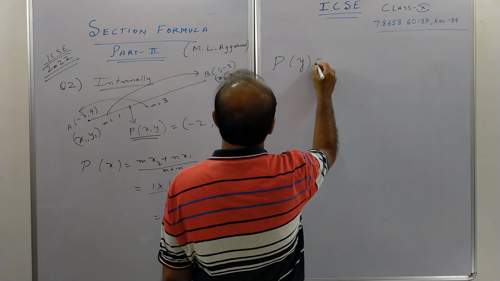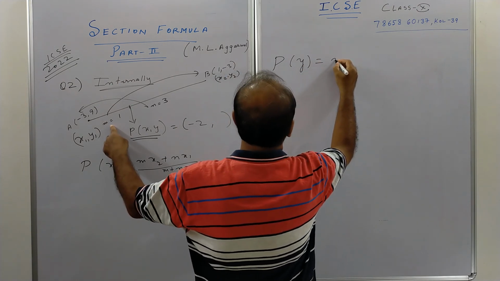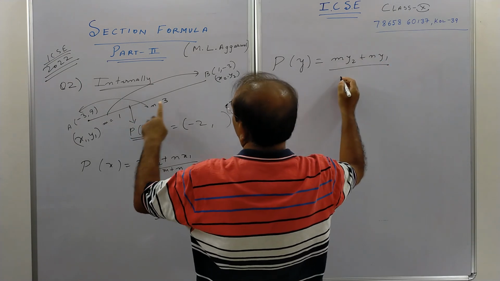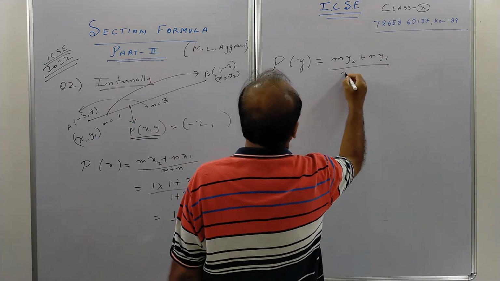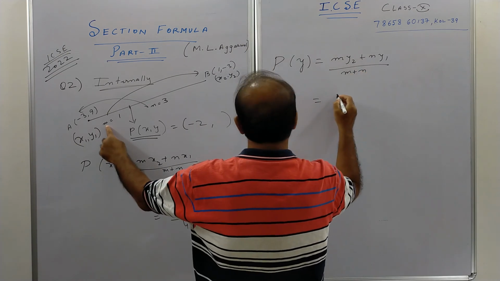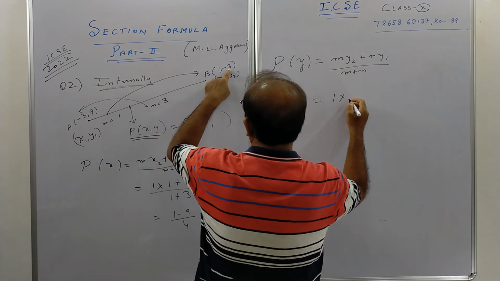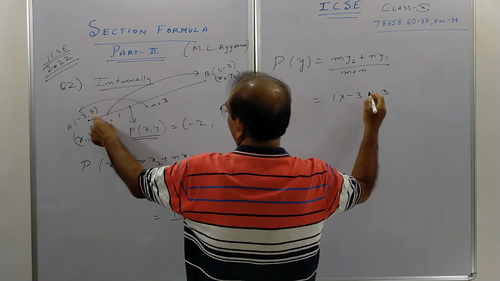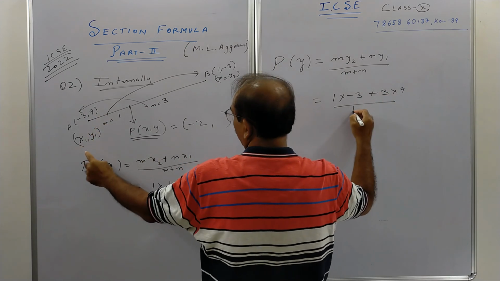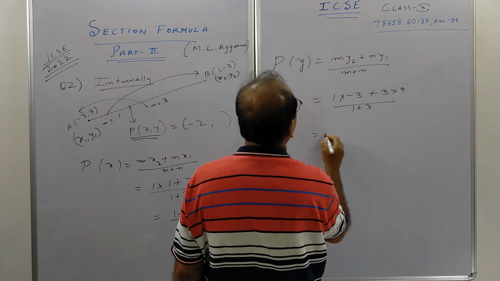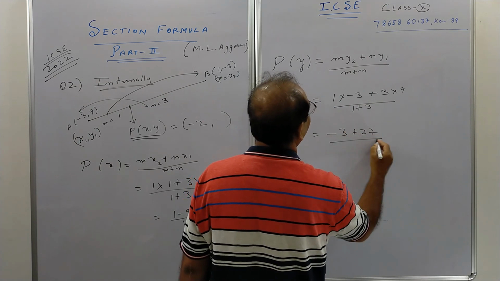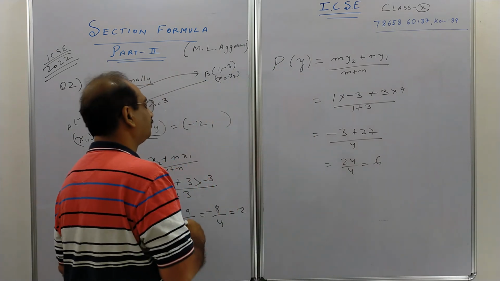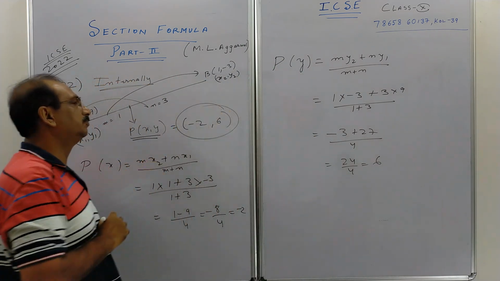Py is (m y2 plus n y1) by (m plus n). So what is m, children? 1. y2 is, see the second coordinate here, minus 3. n is 3. y1 is 9, by m plus n, 1 plus 3. So this is 6. So this is your answer.